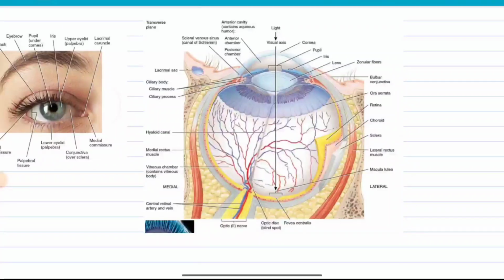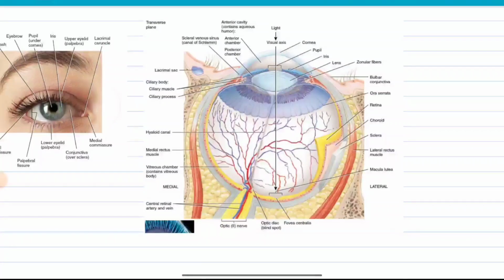Then the iris provides color to the eyes. Many people have eyes with a blue color, black color, or brown color, and those colors depend upon this part, the iris, which contains pigment cells. It is located behind the cornea and determines eye color.